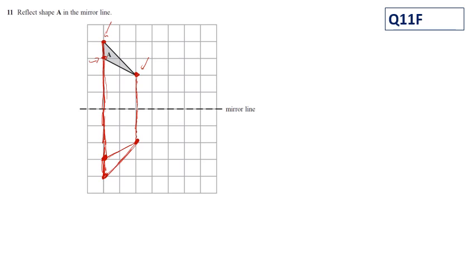And I'm going to label this A with a small apostrophe to indicate that this is an image of the object in the mirror line.